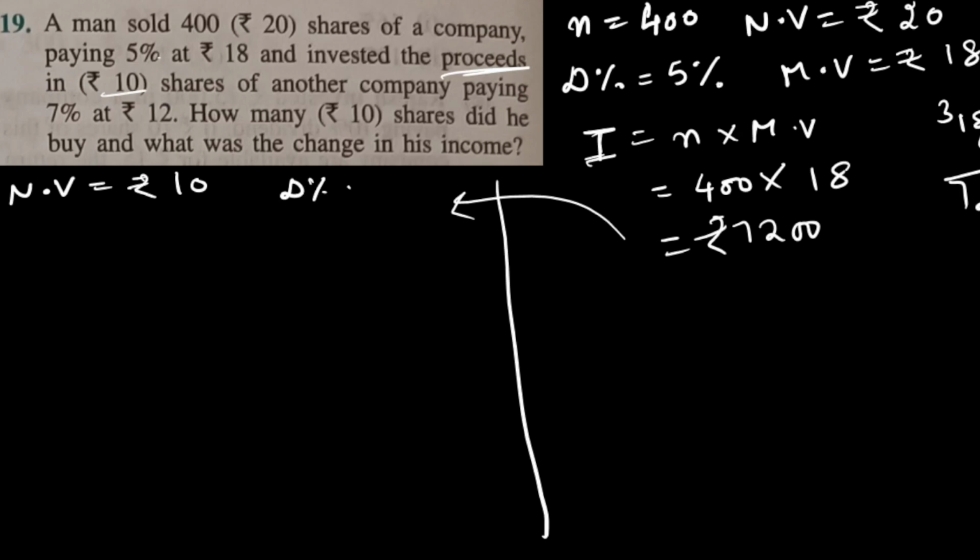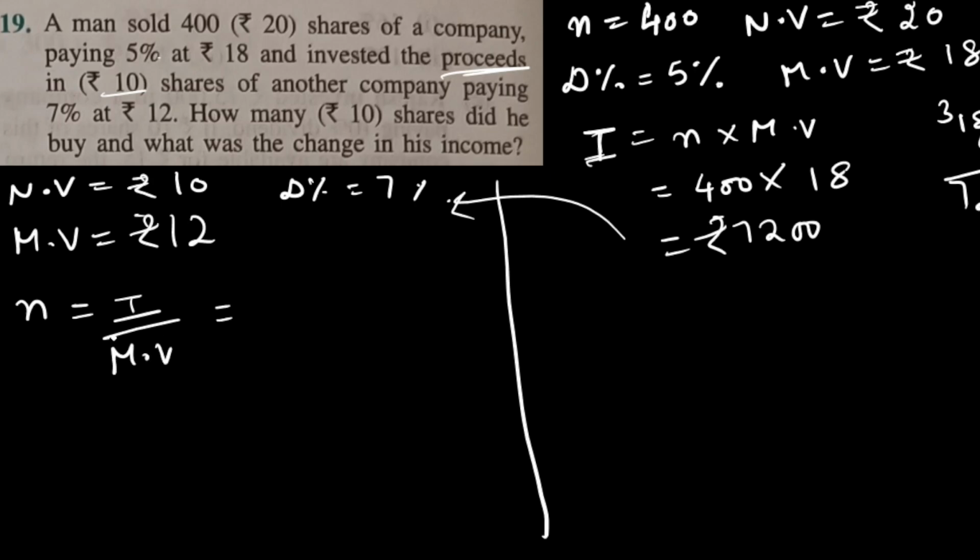7% is the dividend percent. At rupees 12, that means market value is equal to 12 rupees. Now how many rupees 10 shares did he buy? So how many shares did he buy? Number of shares formula we know, so many times we have used now. Number of shares is equal to investment by market value, right? Investment we know. What is the investment? Investment is 7,200. This is the investment he has done here.